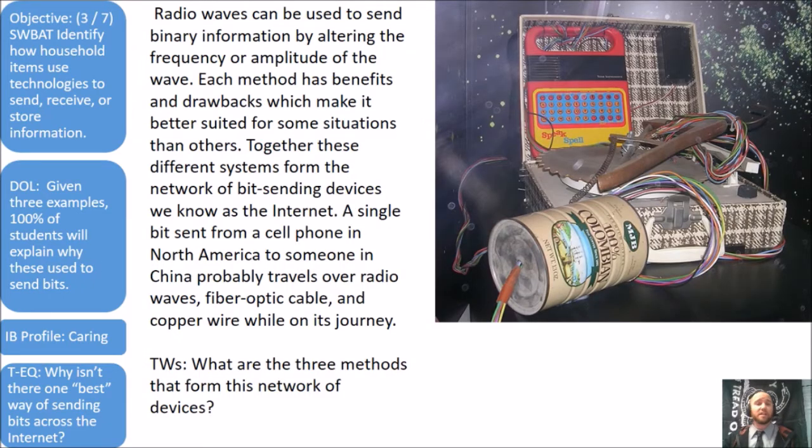Now, radio waves can be used to send binary information by altering the frequency or amplitude of the wave. Each method has benefits and drawbacks, which make it better suited for some situations over others. Together, these different systems form the network of bit sending devices we know as the Internet. A single bit sent from a cell phone in North America to someone in China probably travels over radio waves, fiber optic cable, and copper wire on their journey.